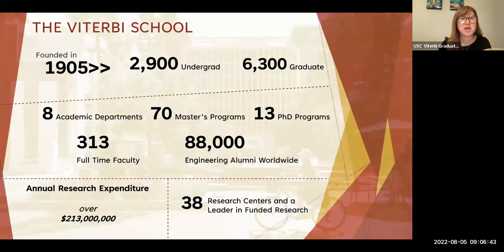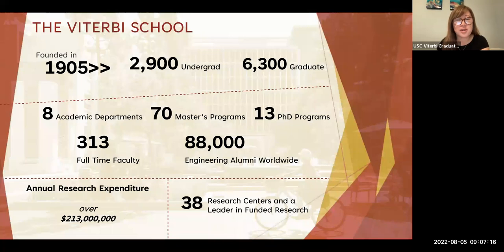Okay, I'm not going to cover all of these things, but the School of Engineering, just to give you a snapshot, is one of the oldest professional schools at the university, and we were founded in 1905. Our student population, there's about 2,900 students pursuing their undergraduate degree, about 6,300 master's and PhD students, 1,000 of which are master's students taking the program remotely and working full-time professionally. We have 8 academic departments, 70 master's programs, and 13 PhD programs.